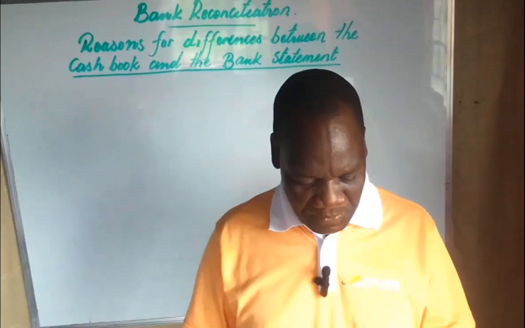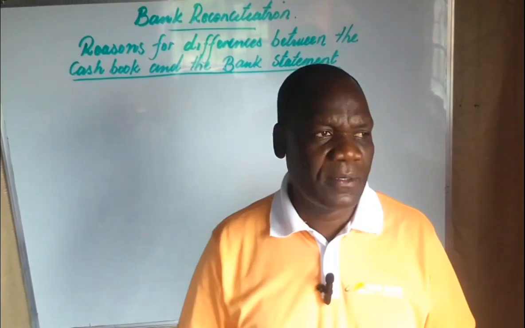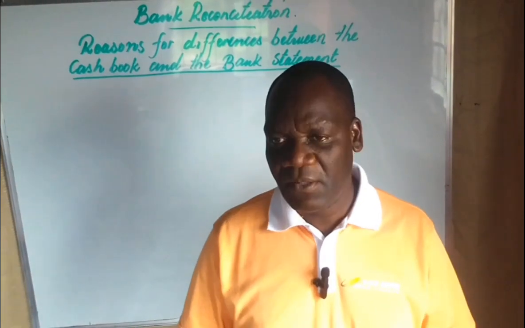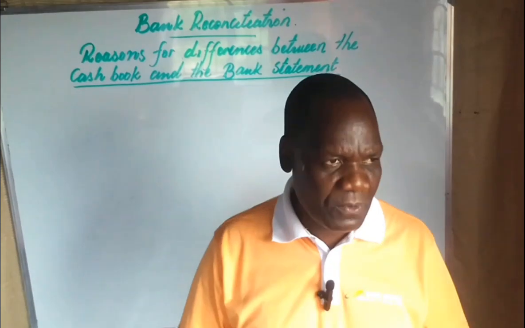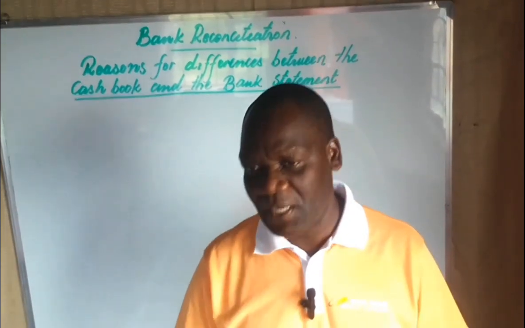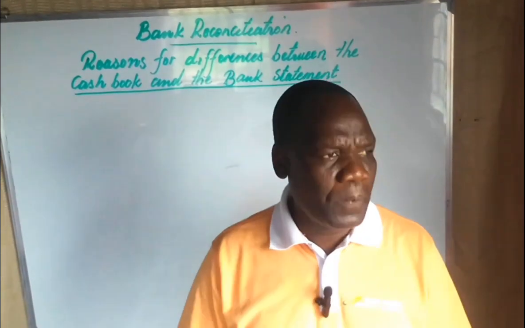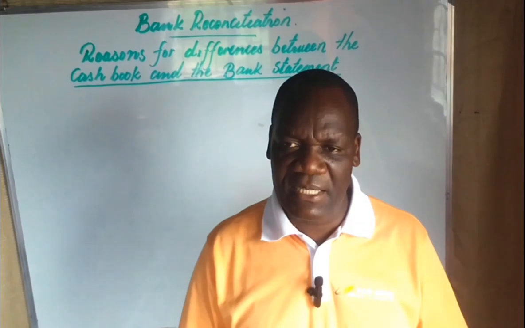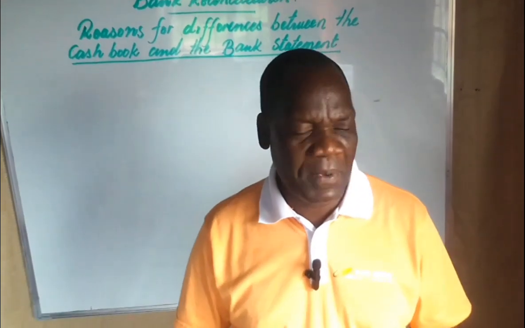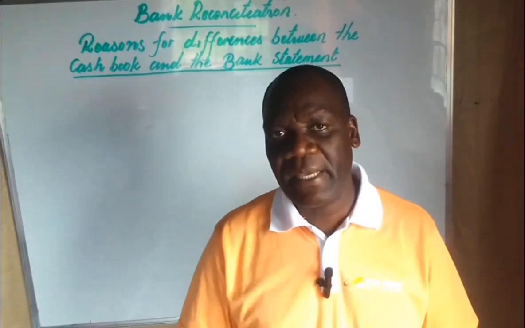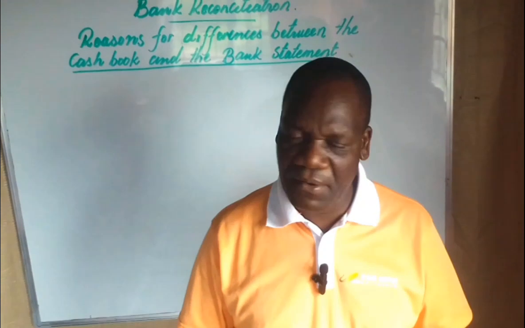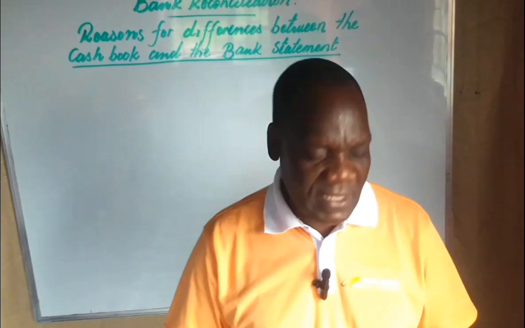So what I want us to do today, because we are going to do bank reconciliation in 3 parts. This is part 1, where we are going to look at the reasons why there are always differences between the cash book and the bank statement. Then in part 2, we are going to look at adjusting the cash book as you prepare for bank reconciliation. And then part 3, we shall look at the bank reconciliation statement itself.